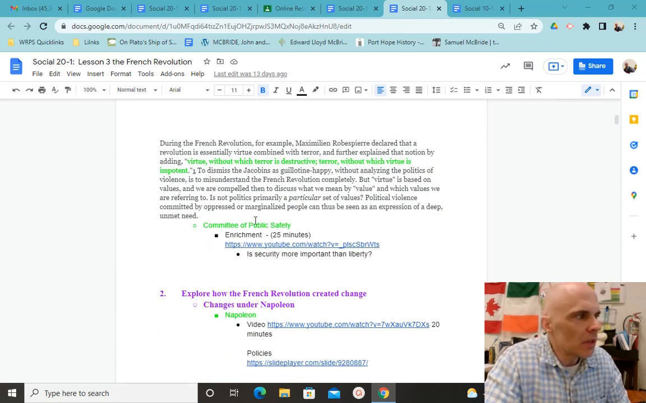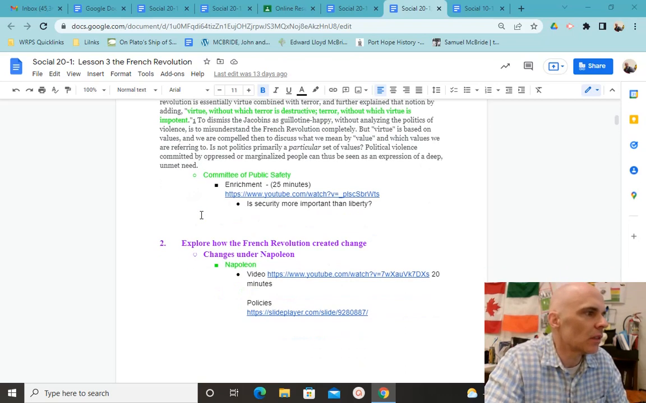We also talked about the Committee of Public Safety and what that was here. And there's a quote by Robespierre: virtue without which terror is destructive, terror without which virtue is impotent. And again, there's quite a lengthy enrichment activity on the Committee of Public Safety, if that's something that you desire to look at or that you need more clarification on.